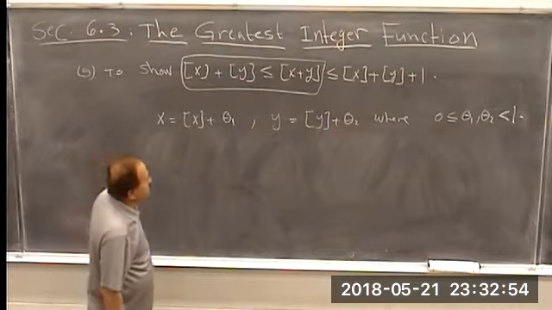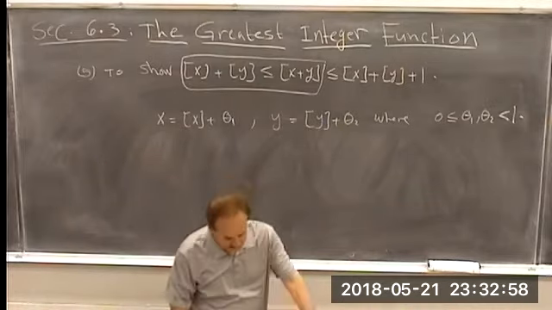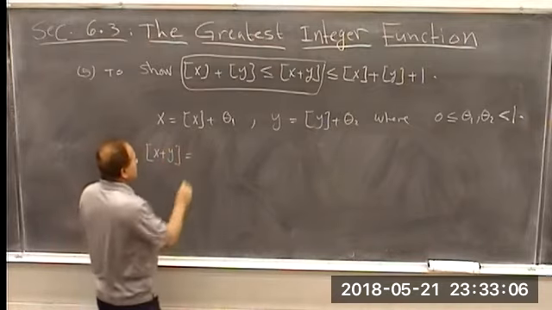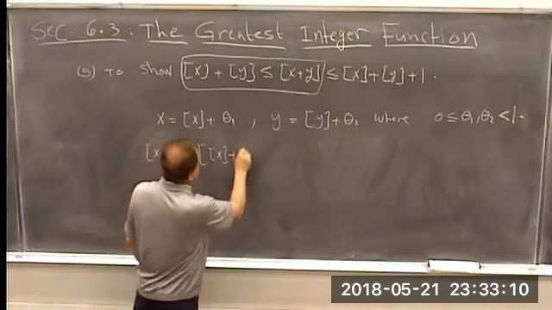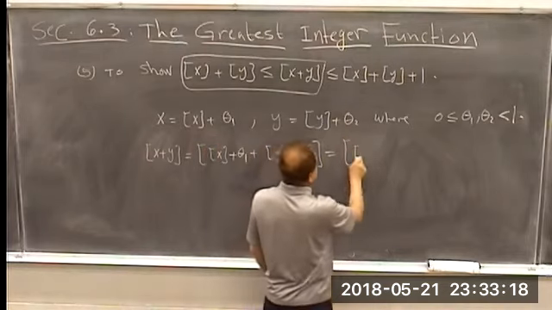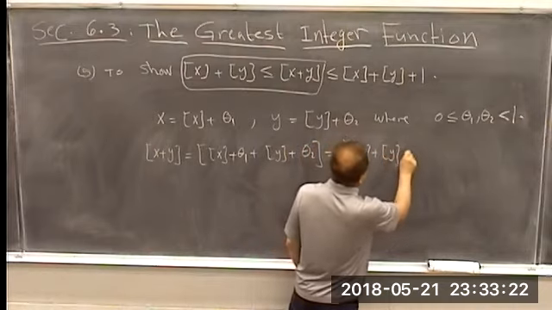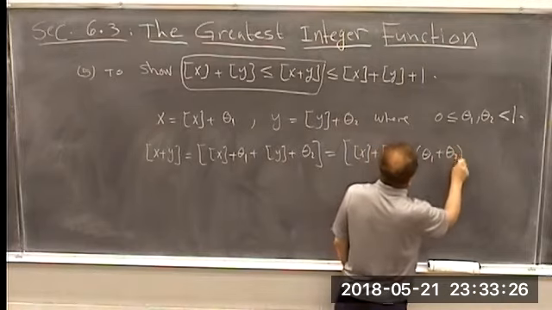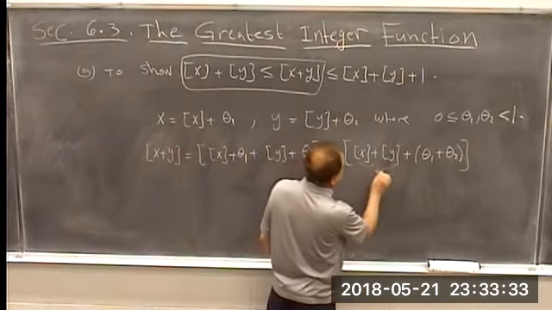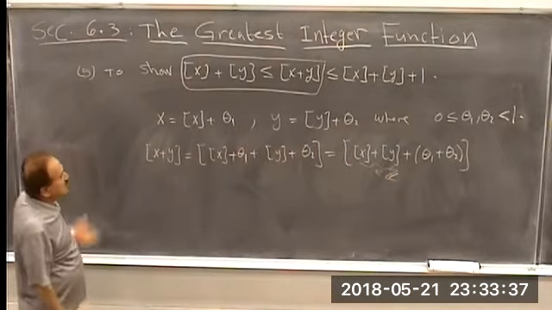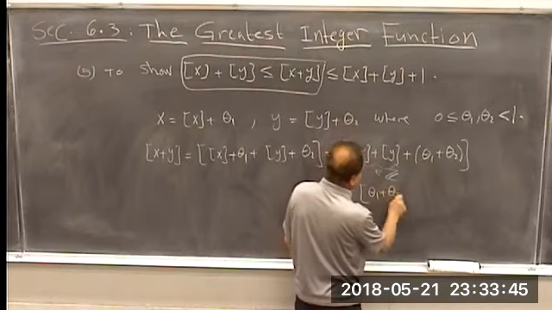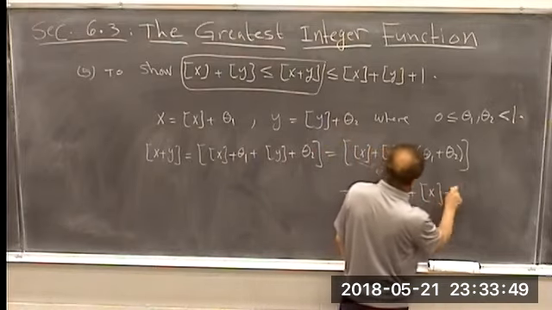All right, now let's go ahead and take x plus y. This is equal to floor(x) plus theta 1 plus floor(y) plus theta 2. And we can write this as floor(x) plus floor(y) plus theta 1 plus theta 2. Now remember, floor(x) plus floor(y) is an integer, so this is in Z. By the previous property, number 4, I can take it outside. So this is equal to floor(x) plus floor(y) plus the floor of theta 1 plus theta 2, plus this x plus 1.